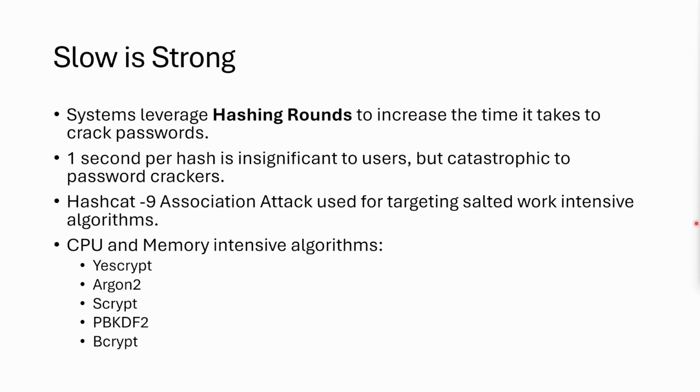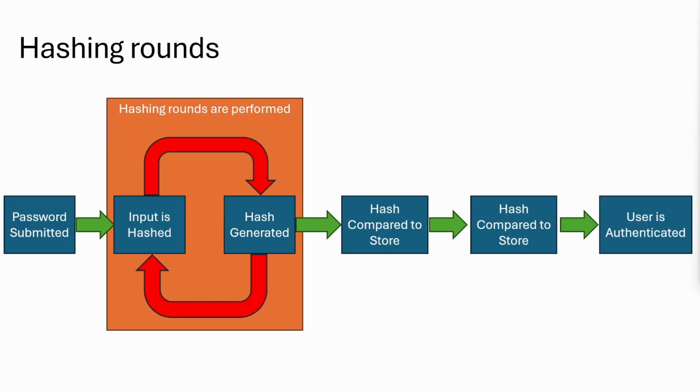Moving on. So what is a hashing round? Well, it's exactly what it sounds like. When the user submits their password, that password is hashed with the salt, and then rehashed a set amount of times. So it could be 1,000. So your password's hashed, that hash is hashed, that hash is hashed, and so on for how many rounds the algorithm has set.